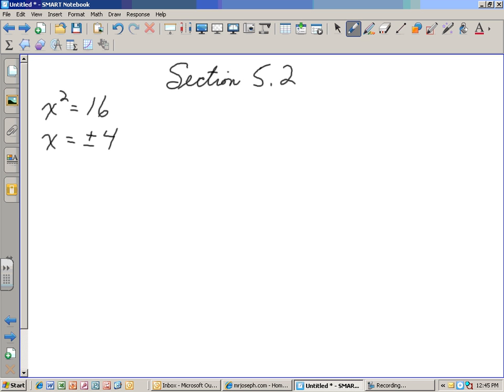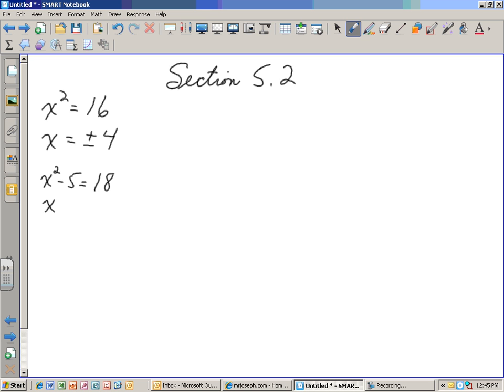Everything that we do today, we're going to be taking the square root of both sides of an equation. If we have x squared minus 5 equals, I don't know, 18. Okay, let's solve for the variable first. So we add 5.